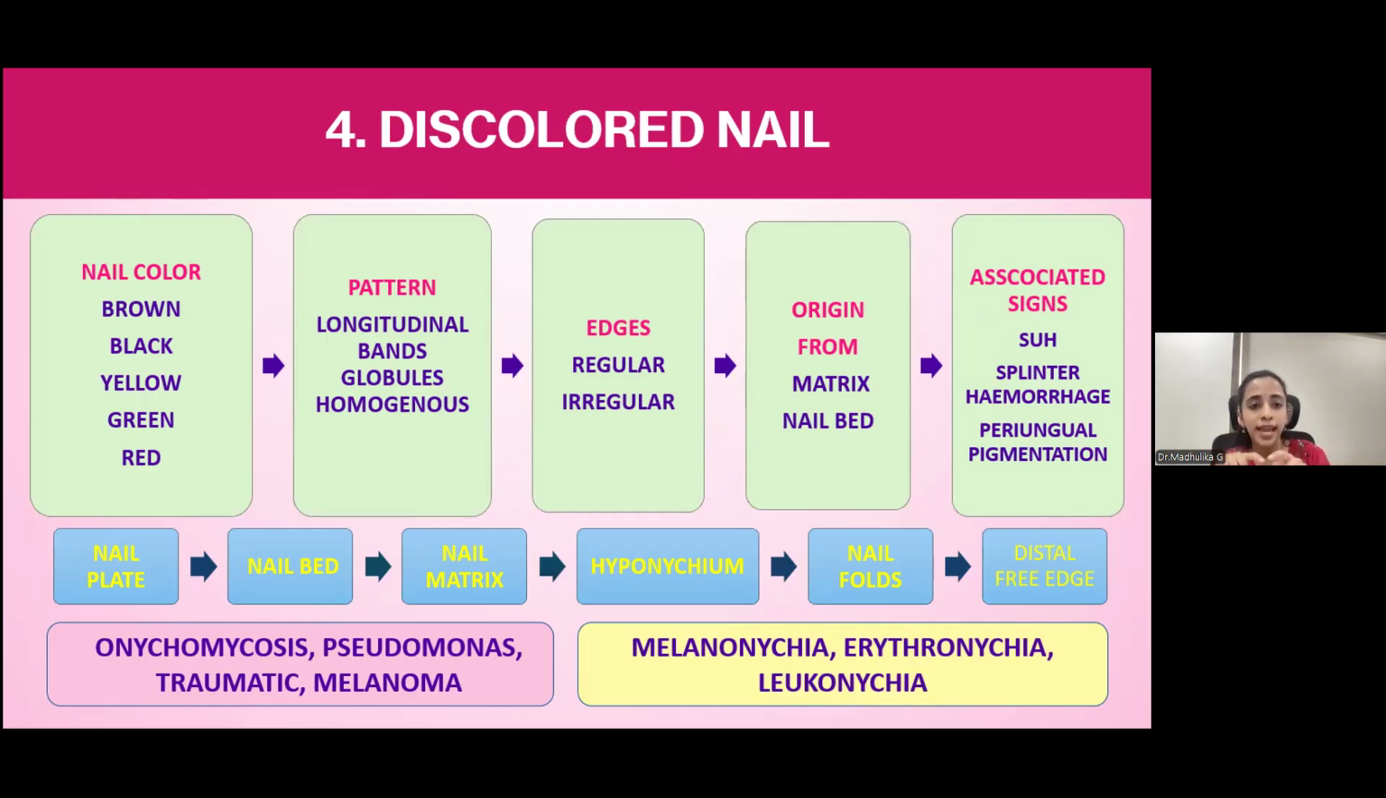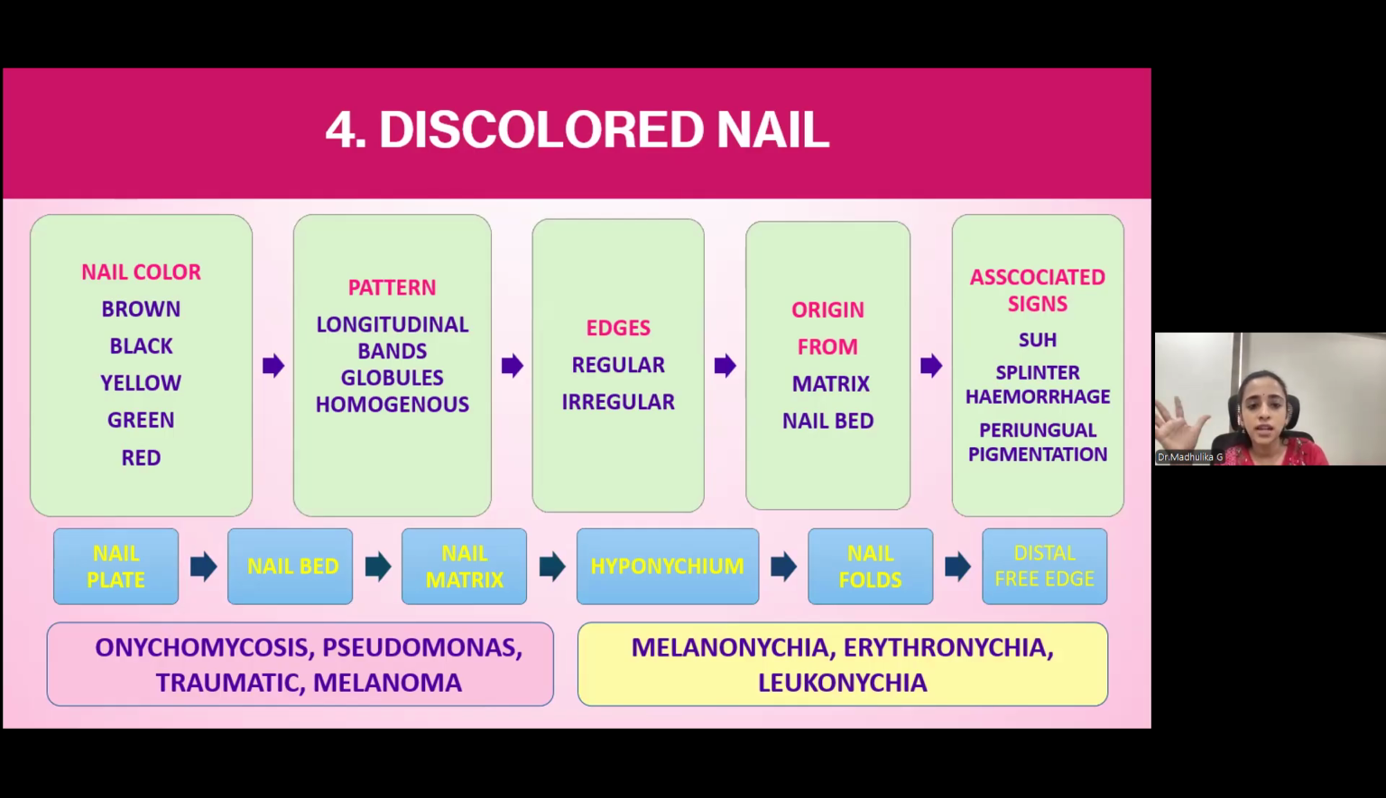And then you look at the edges of this discoloration. Is it regular? Is it irregular? It might indicate a carcinoma. So also look at where it is originating from. Is it from the matrix? Is it from the nail bed? And what are the associated signs? Subungual hyperkeratosis. Are there any splinter hemorrhages? Is there a periungual pigmentation like Hutchinson's sign?